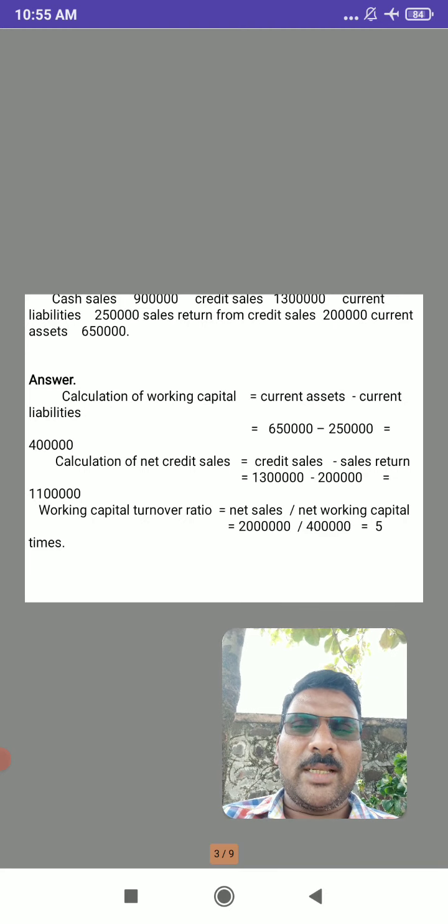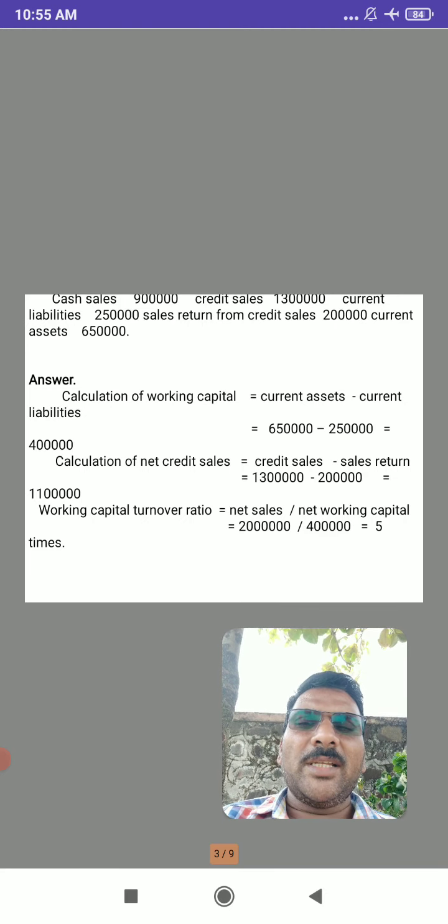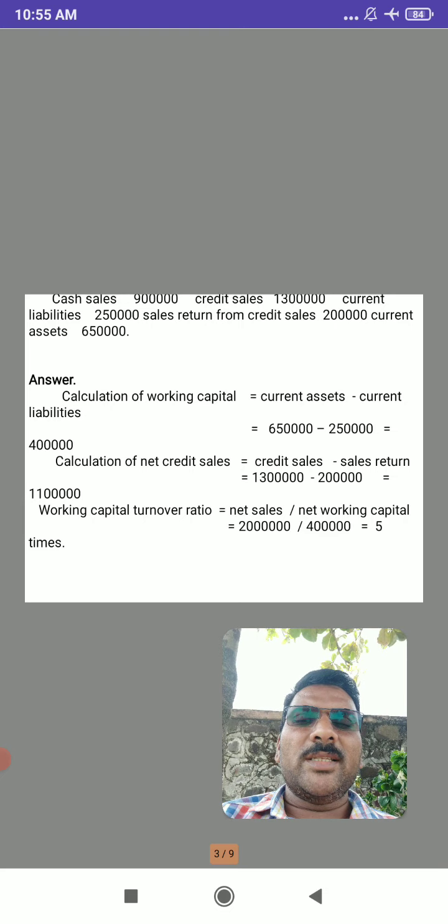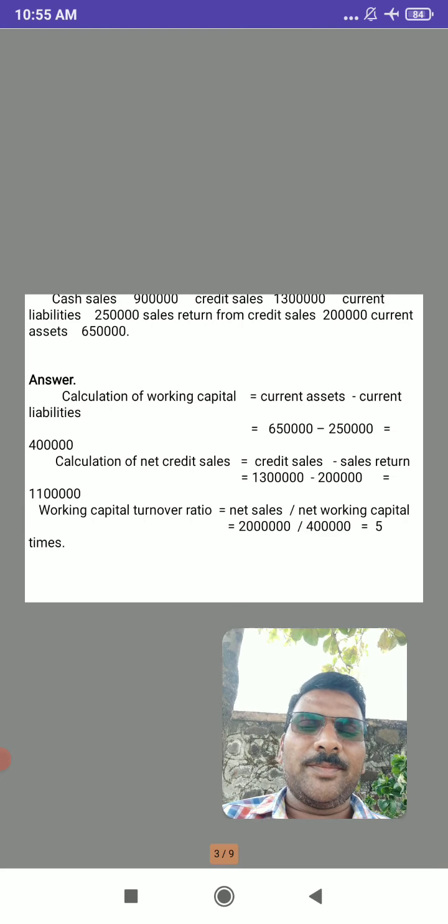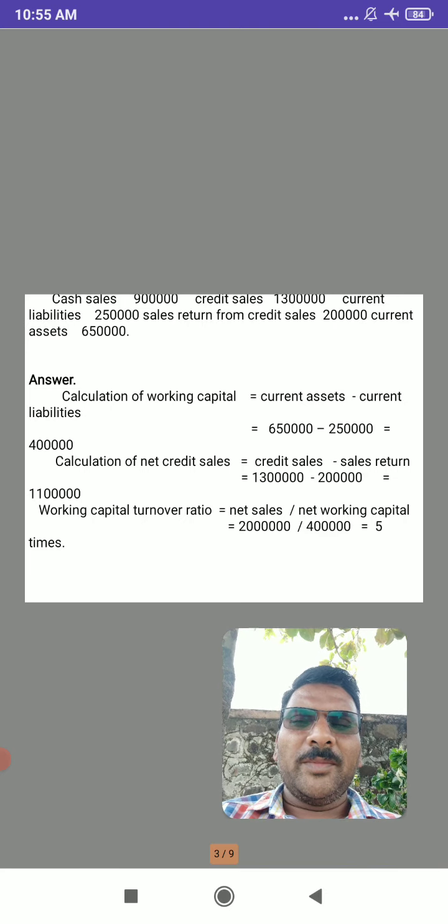First we select a problem: cash sales is 9 lakh, credit sales is 13 lakh, current liabilities 2,50,000, sales return from the credit sales is 2 lakh, current assets 6,50,000. This is the given information. From this we have to calculate the working capital turnover ratio. First we will see how the working capital is calculated.